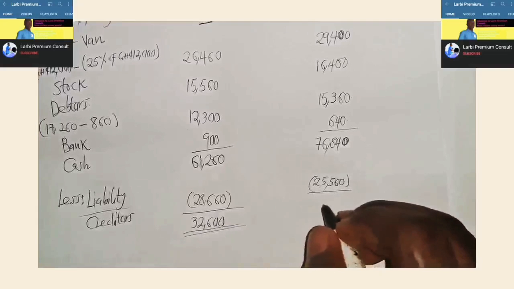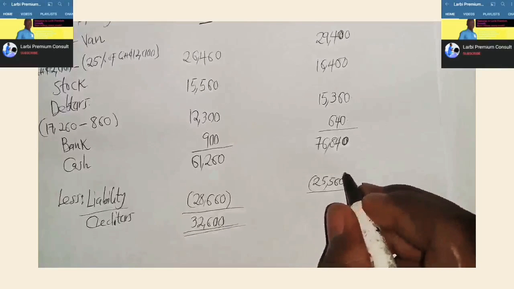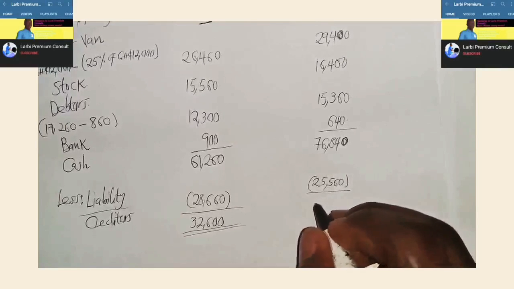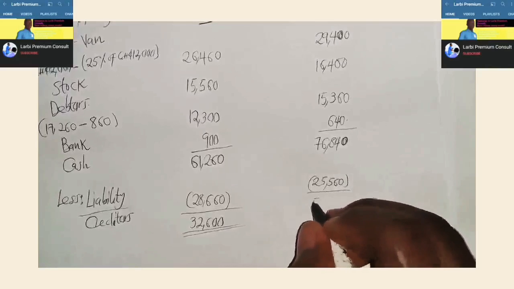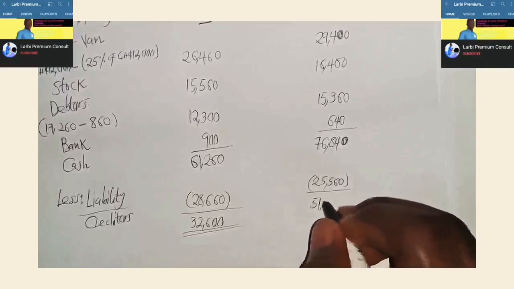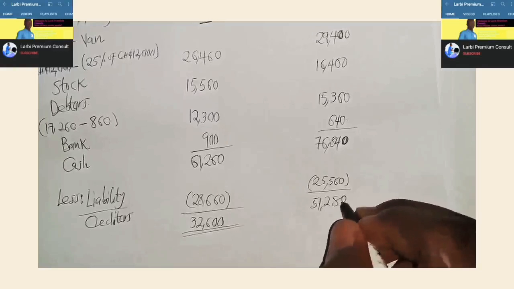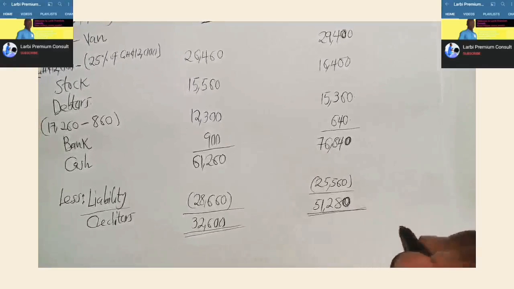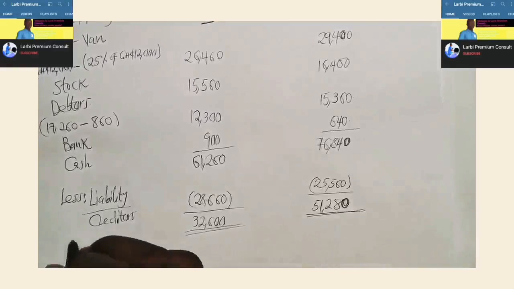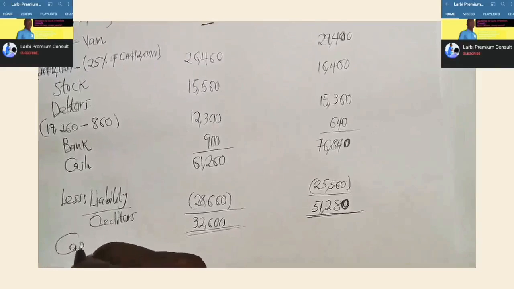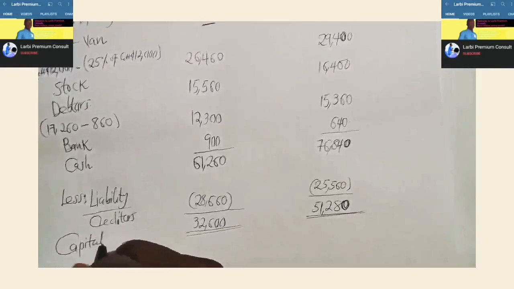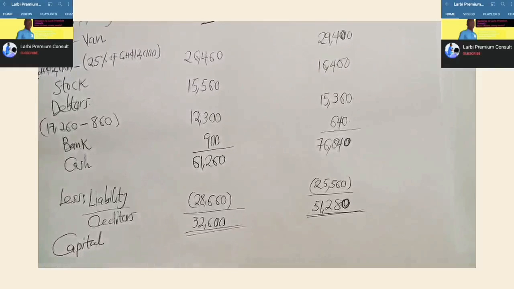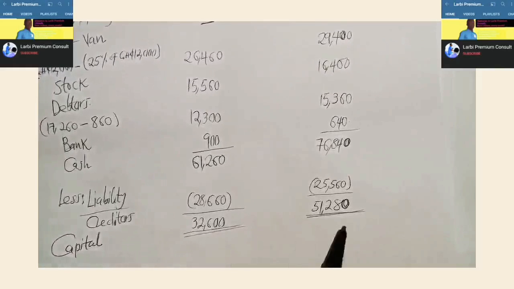Then here 0, then you do the calculation on the calculator. I had 51,280 in that case. So we call these the capital. There is a capital. So this capital is the opening capital and there's the closing capital. Alright. So let's take note of that.